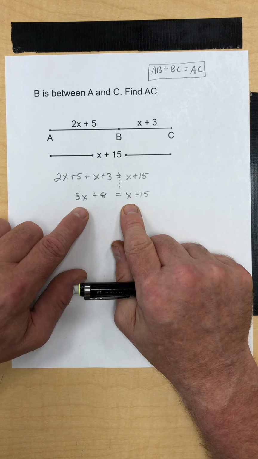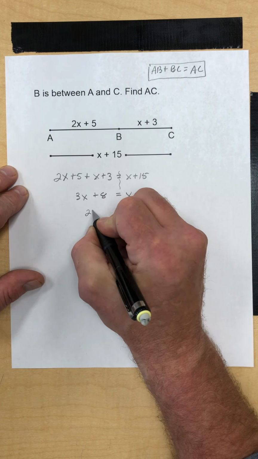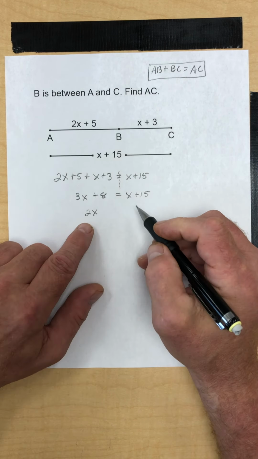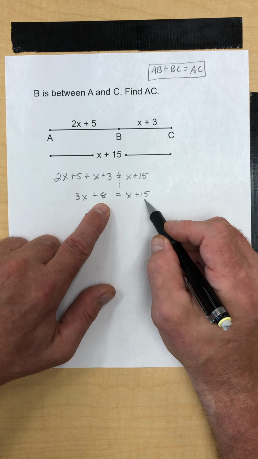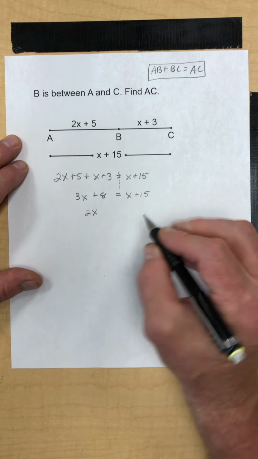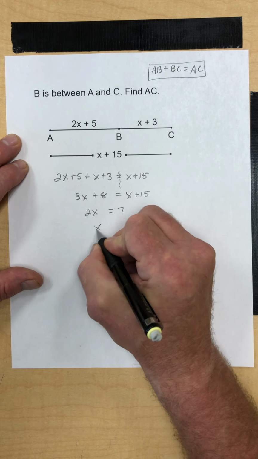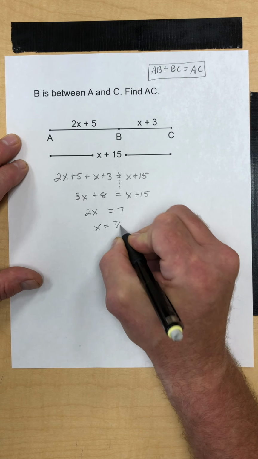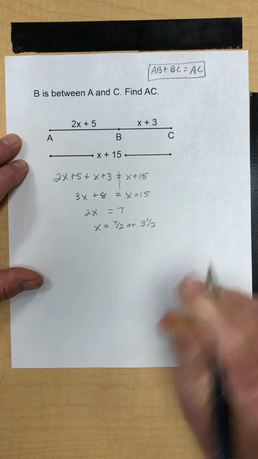So if we subtract 1x from both sides, that leaves me with a 2x over here on the left. And if we're collecting the x's on the left, we collect the constants on the right. So I should subtract 8 from both sides. So 15 minus 8 is 7. And then divide by 2. So I get x equals 7 halves, or 3 1/2.